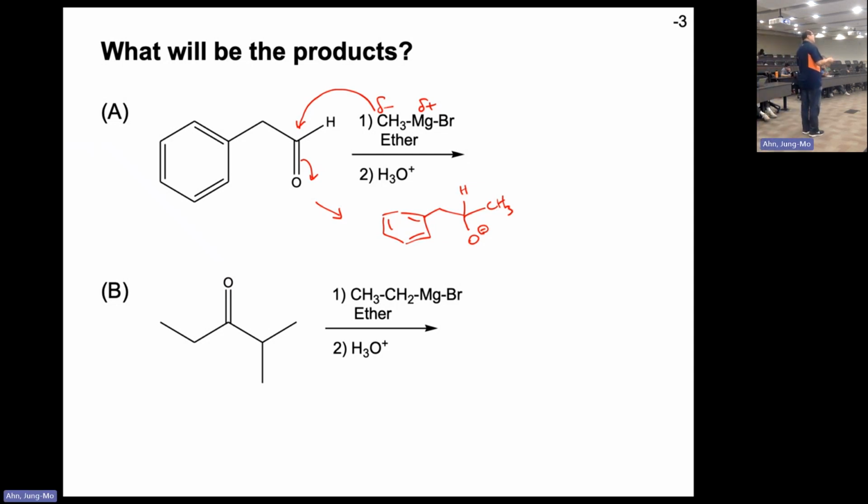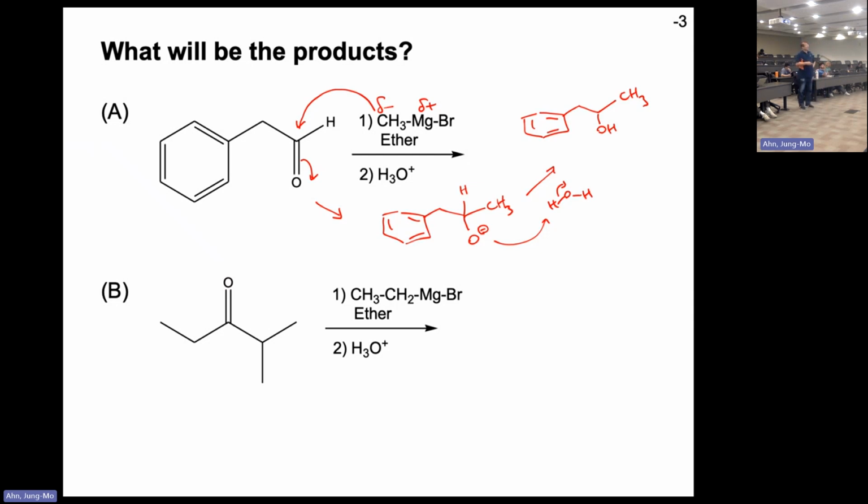And at the end, when you add water, it picks up a proton and you get an alcohol. Pretty simple. So with Grignard, the question can be simple like this. This is actually the simplest question you will ever get.